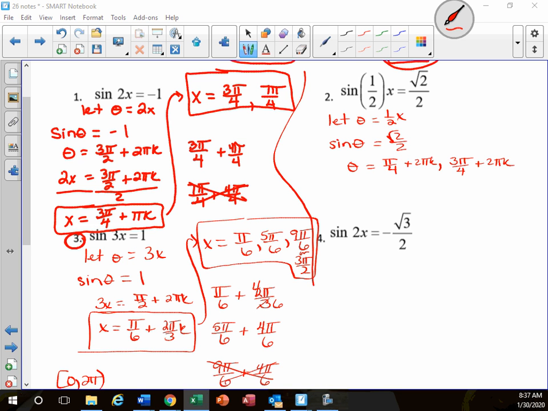All right, what do I want to replace the theta with? What does theta equal, guys? Yeah, 1/2 x. So how do I solve for x? Multiply by 2. Yeah, multiply by 2, so let's think about that. What's pi over 4 times 2? Okay, which is pi over 2, right? And then this is going to be plus 4 pi k, right?